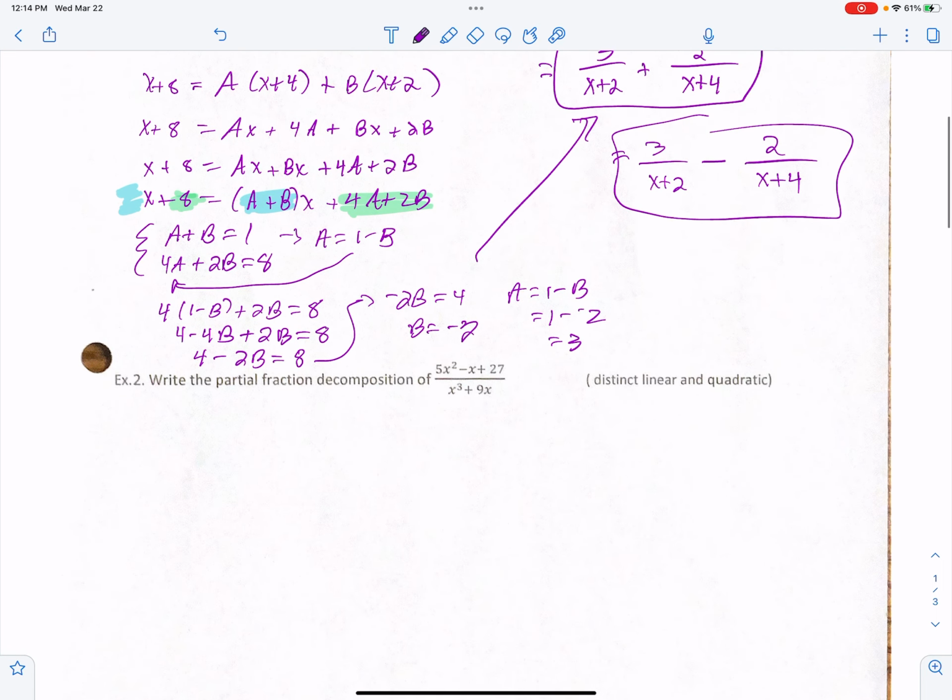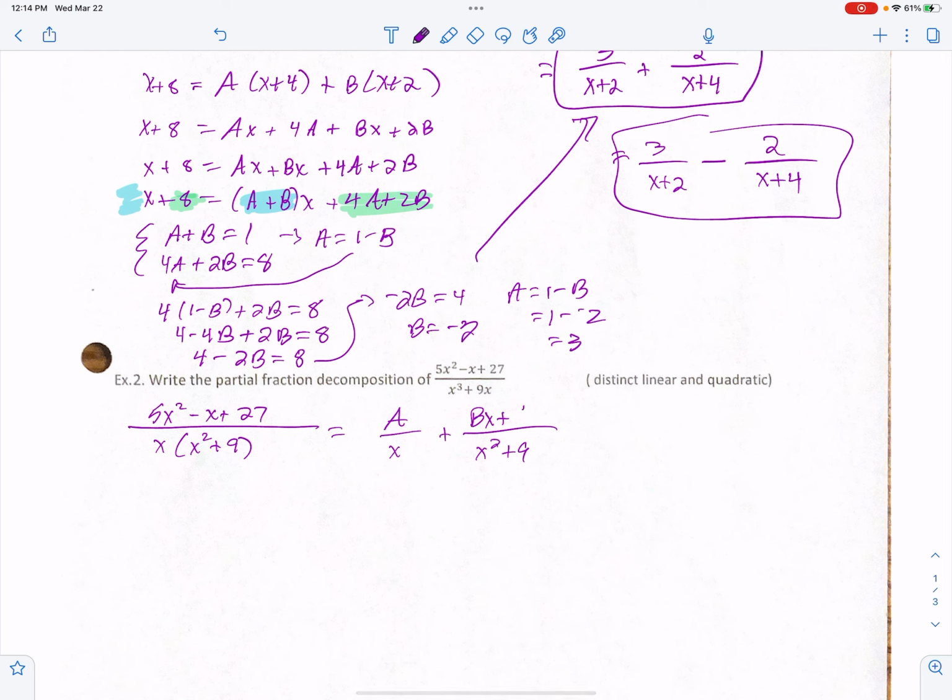All right, example 2. Again, we need to factor the denominator. And when I factor that denominator, I take out an x, and then I am left with x squared plus 9. And so x is a linear factor, so I'll put A over it, but x squared plus 9 is of degree 2, so I have to use a linear expression on top. I have to use Bx plus C, and that's how we'll set that up.